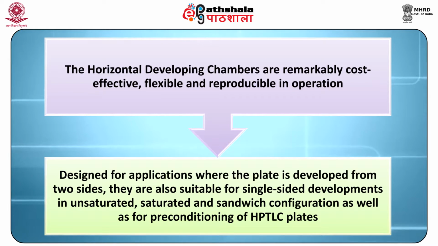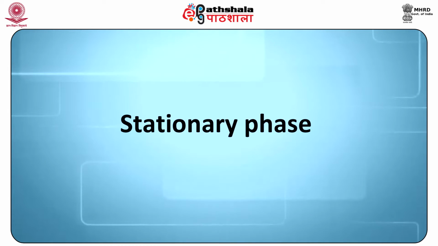The horizontal developing chambers are remarkably cost effective, flexible and reproducible in operation. These chambers are made for applications wherein the plate is developed from two sides, and they are also appropriate for single sided development in unsaturated, saturated and sandwich configuration, as well as for pre-conditioning of the HPTLC plates. Stationary phase. HPTLC uses smaller plates, 10 by 10 or 10 by 20 centimeters, with significantly decreased development distance, typically 6 centimeters, and analysis time of 7 to 20 minutes.